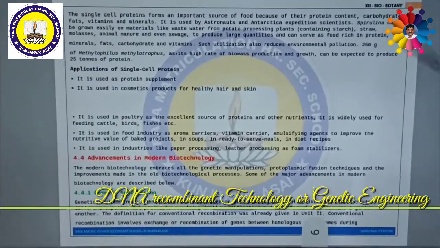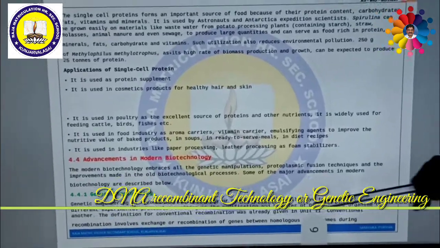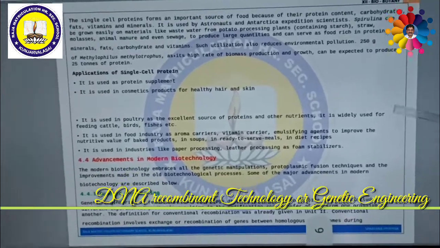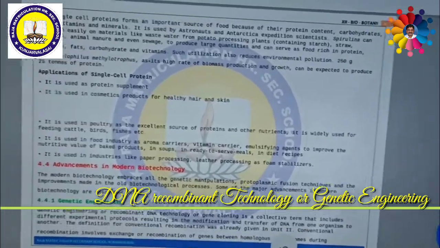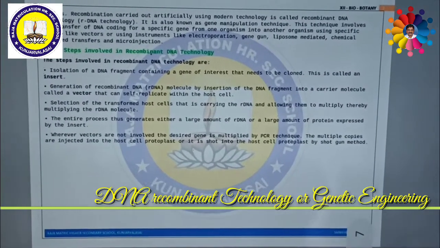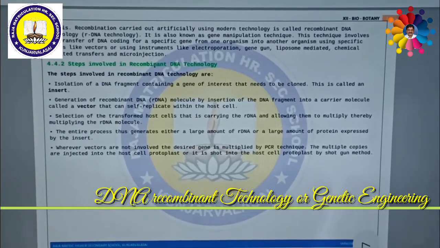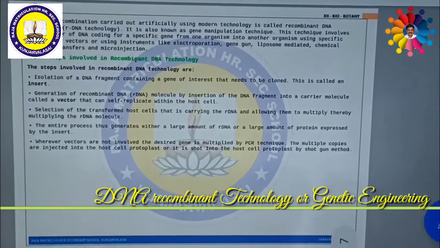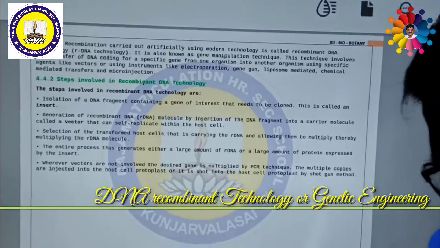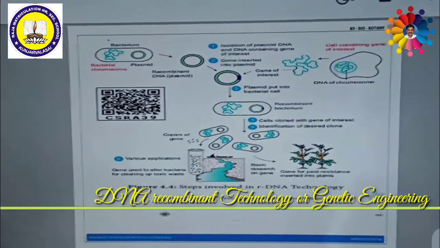That is conventional recombination. But what are we going to discuss here? It is an artificial method of recombination. This artificial method of recombination will be done by the DNA recombinant technology or DNA technology. These are artificially done. So how are we able to make this DNA recombinant technology?